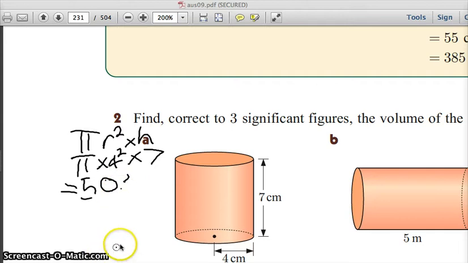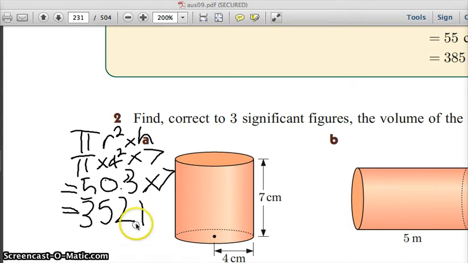Do I round it off or not? Yeah, you can. 351.3. See, I rounded it to. Yep. Are you finished? Yeah. Why would I take marks off at the moment? Cubic centimetres. Awesome. Wicked. Well done. Thank you.